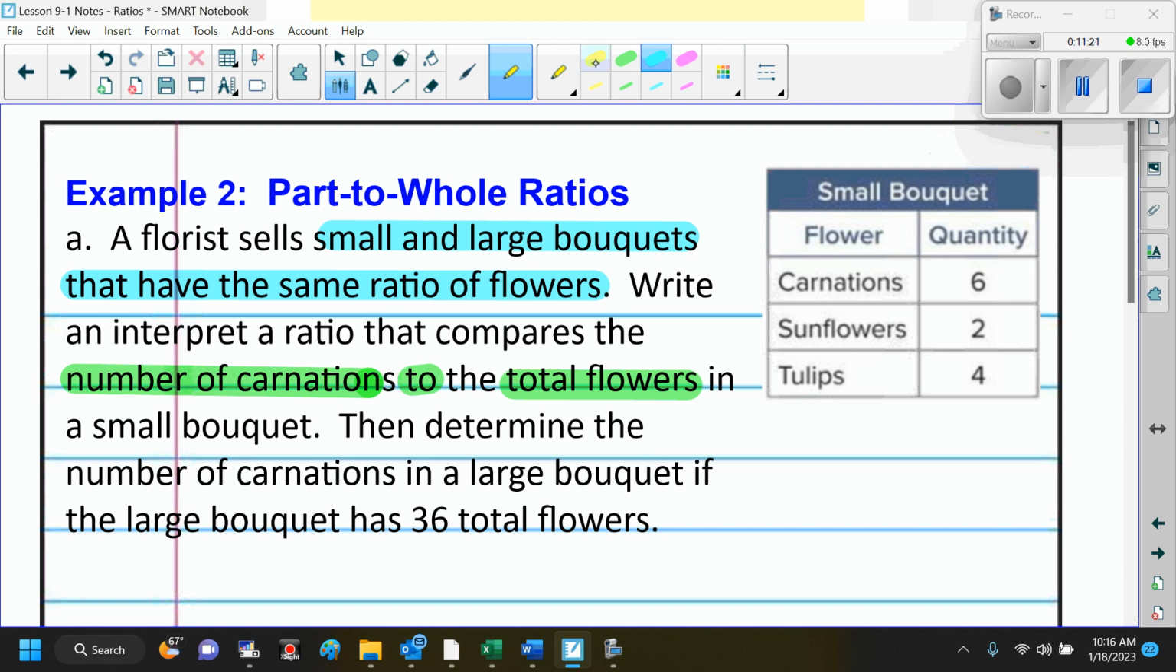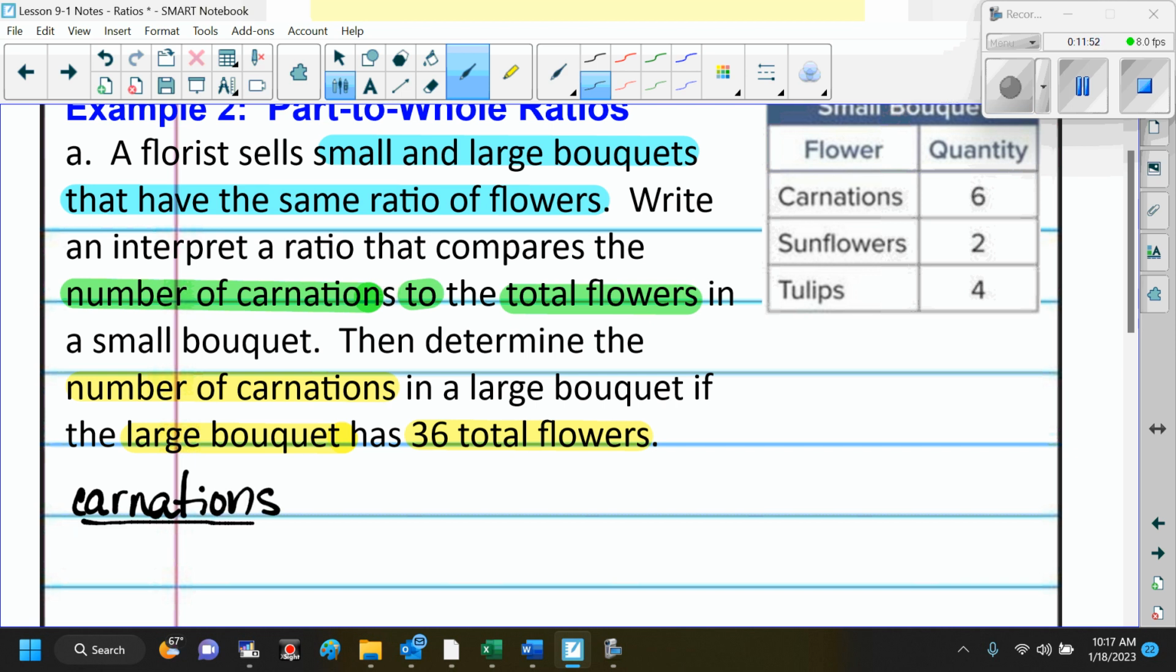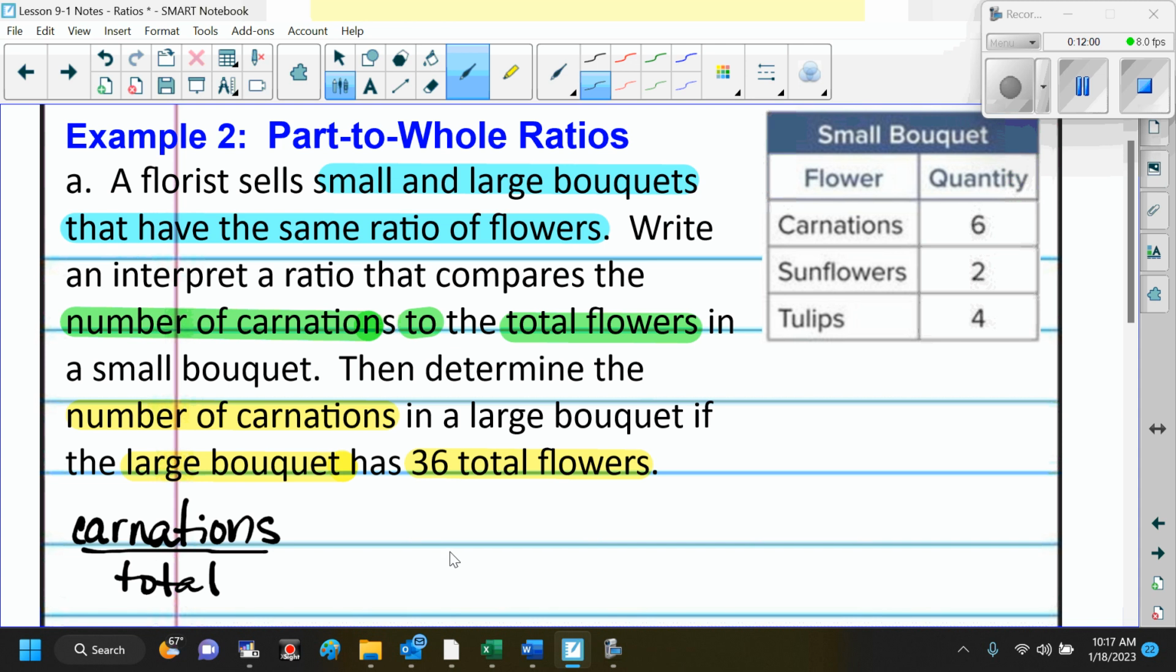What else is important in this problem? Right. So, there are 36 total flowers in a large bouquet, and we want to determine the number of carnations. So we're going to write carnations to total flowers. Now, we want to start with our original ratio. So, how many carnations are there?